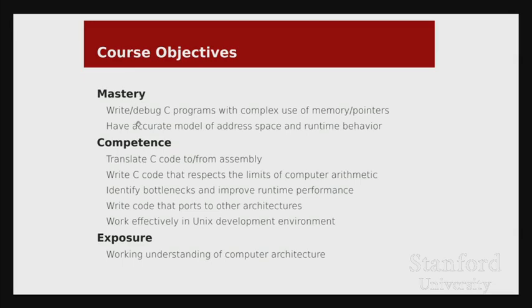We broke down the objectives. These are on the website also, so that's where I'm basing this information. We've got three main categories of things that we want you to take away from 107 when you're done. The first category is what we're calling mastery. The idea here is we want you to really feel good about this stuff. We want you to be able to say to a prospective interviewer for a job, or a faculty member if you're interested in research, or in whatever project you're working on with a friend, that you really feel good about writing and debugging C code.